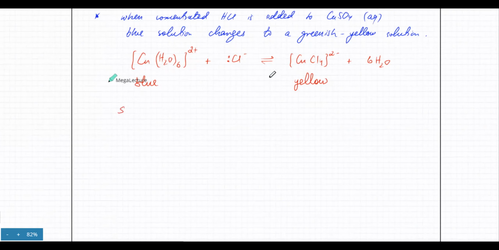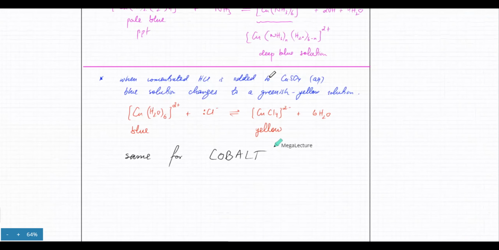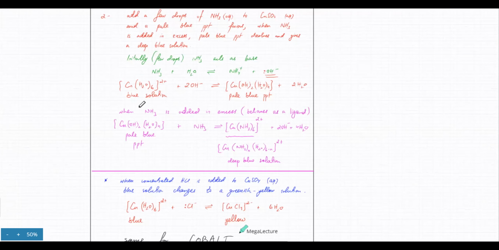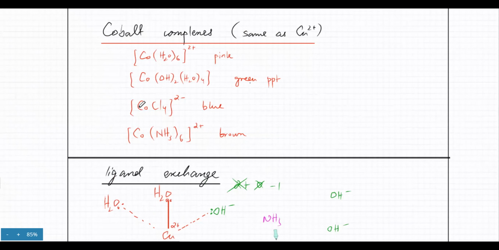Everything is going to be the same for cobalt. The only difference is that cobalt has different colors. So you just have to substitute copper and put cobalt in its place. The only difference is that the colors of the complexes are going to be different. The colors have already been described over here.